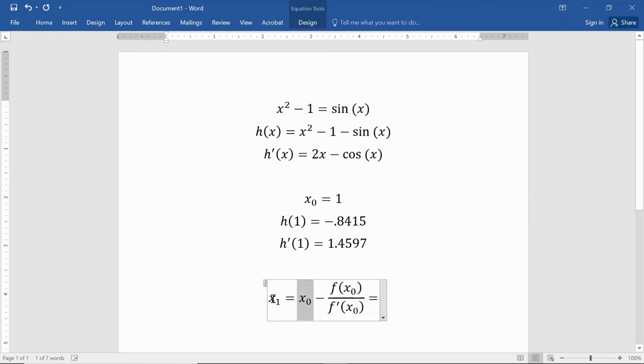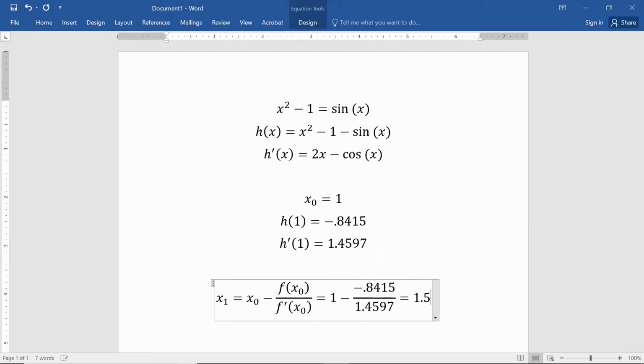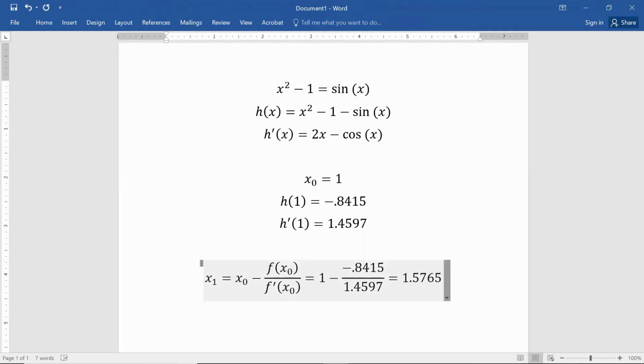So I'm going to apply Newton's method and get 1 minus the fraction whose numerator is negative 0.8415 and whose denominator is 1.4597. So 1 minus that, I ended up with a 1.5765, rounding to 4 decimal places.